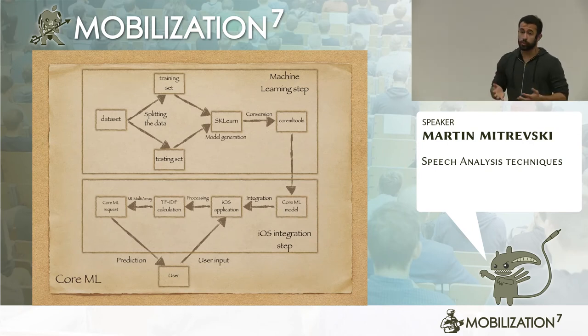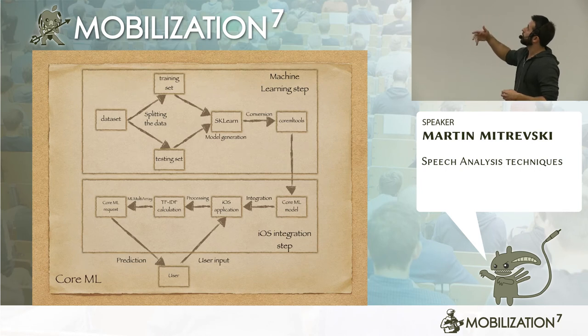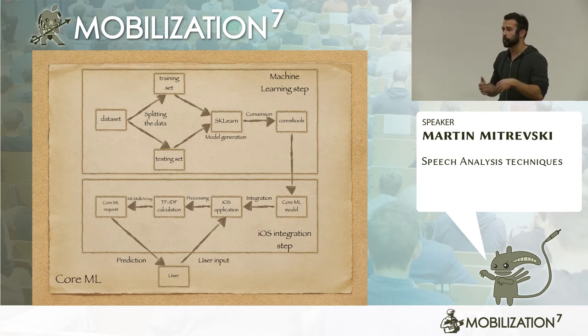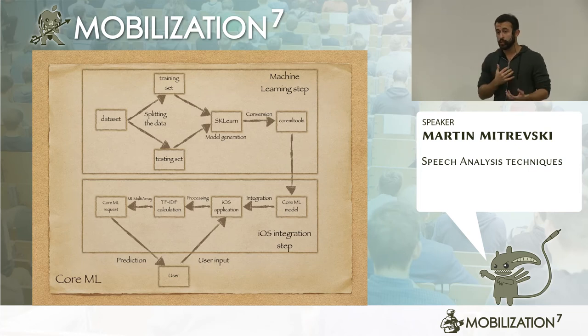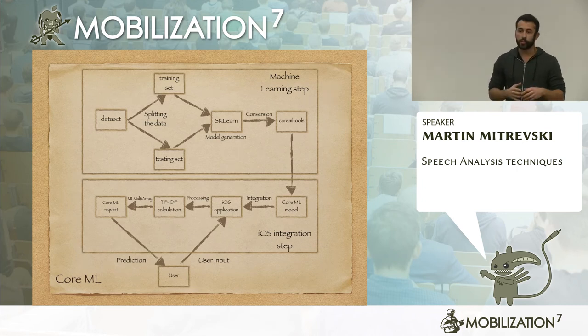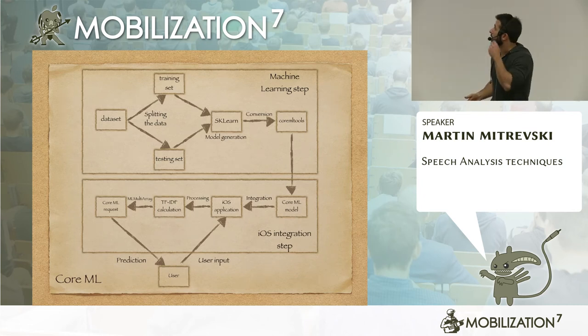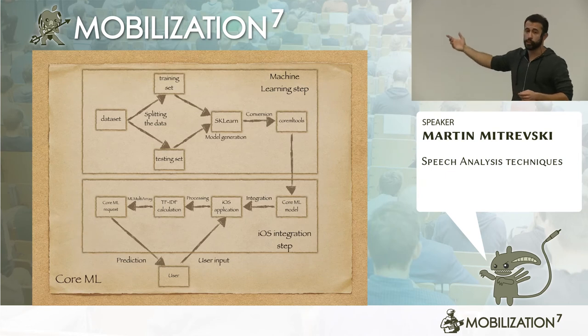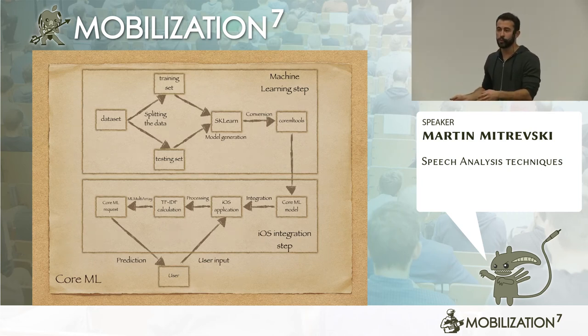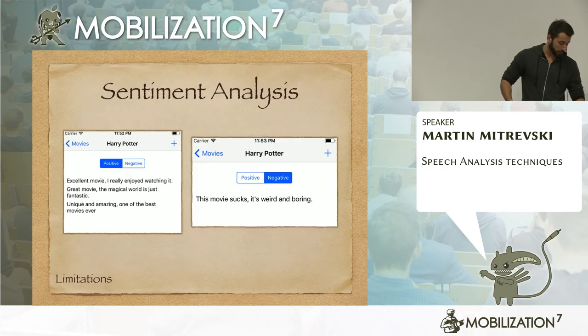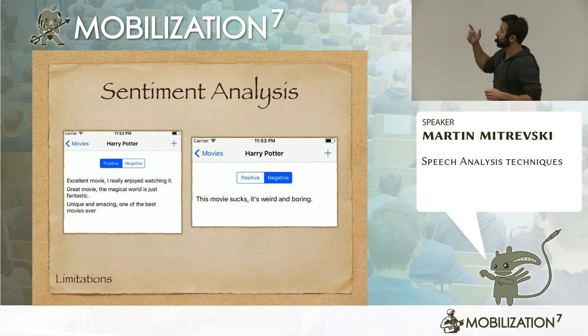So for example, if you want to do sentiment analysis, we will create the model, test it, probably we'll do some TF-IDF, this is an algorithm that we'll see shortly. We'll do the training, integrate everything in the iOS application, and then when the user says something, we will take the input, compute this TF-IDF algorithm values for the words in the review, in the movie review, send this in a multi-dimensional array to Core ML, and Core ML will tell us whether it's a positive review or whether it's a negative review. So this is how this thing looks.